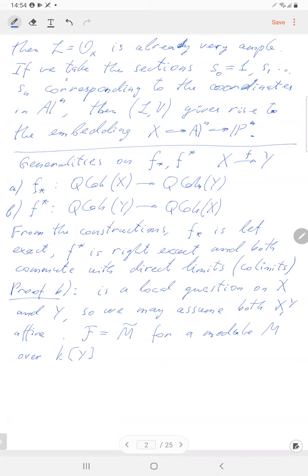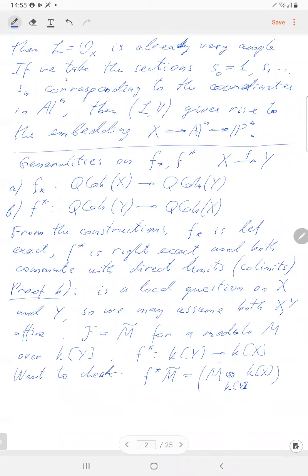And we have a morphism, F star, so to say, from global functions on Y to global functions on X. And we want to prove that the pullback of this localized module is just the localization of the extension of scalars, so to say, over k of y with k of x, and this whole thing is localized. Okay. So let's check this. Just choose a presentation.